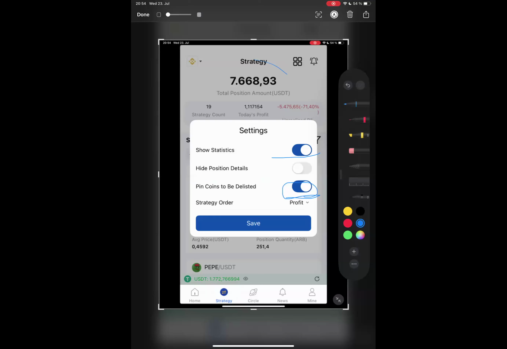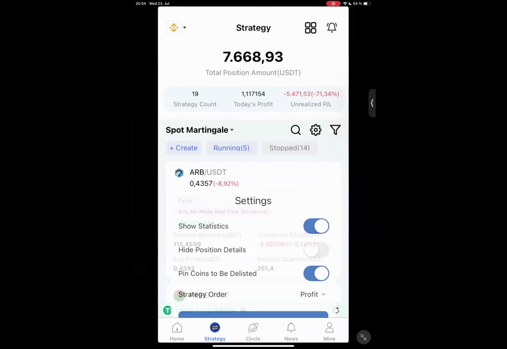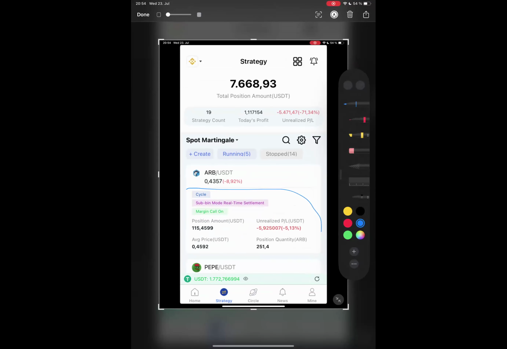Show statistics will show how much total you have in the trade, okay? And the hide position details will hide these details. All these details, you can't see them. The only thing you see is this. You will not be able to see the position quantity. You will not be able to see the position amount. Okay. So that is the meaning.